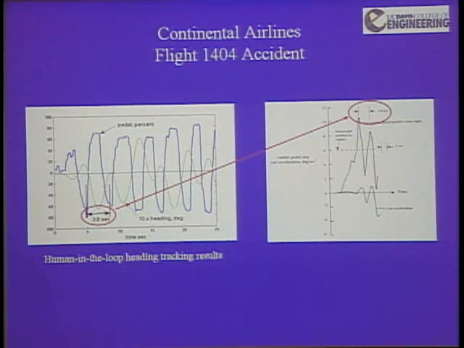The other problem is that the muscles that are running those are these. They're called the vastus lateralis, the most powerful muscles in the human body, and they're not good for precise tracking. But that's what the pilot had to do.